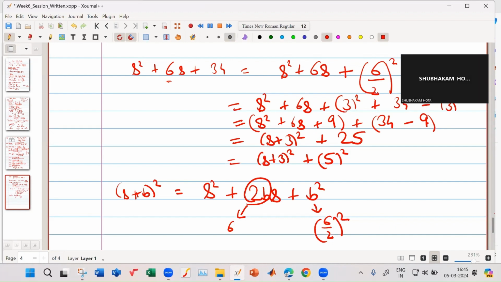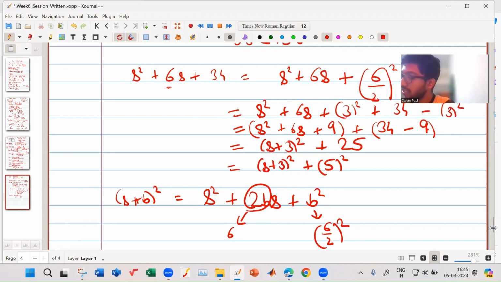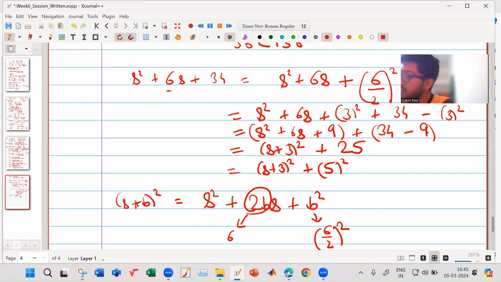S plus B the whole square. So this is the thing when you have quadratic equations with complex roots. This is the way you have to follow. This is the step.